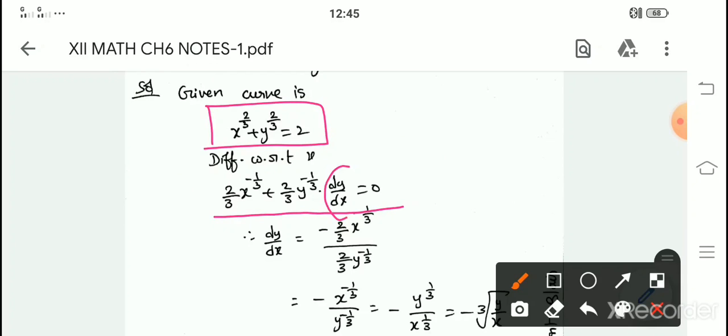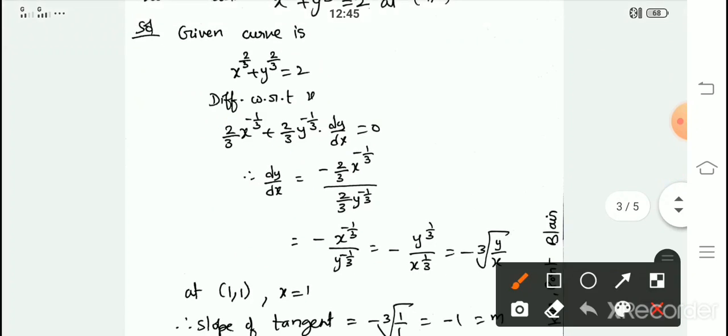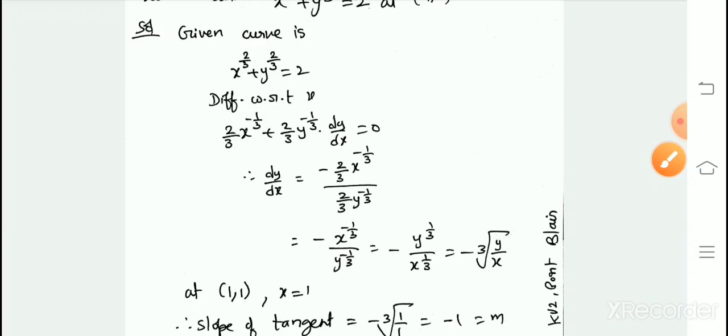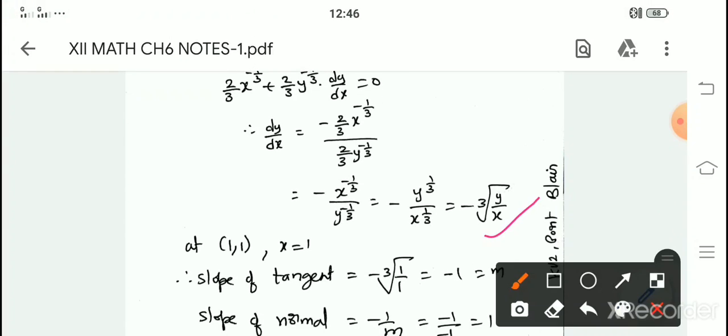Here dy by dx appears because of the chain rule. So what is the dy by dx value after simplification? We get minus 2/3 x power minus 1 by 3 divided by 2/3 y power minus 1 by 3. Minus 2/3 and 2/3 cancel. Minus of x power minus 1 by 3 by y power minus 1 by 3 can be written as y power 1 by 3 by x power 1 by 3, because of the minus in the exponent the denominator becomes numerator and the numerator becomes denominator. Which is nothing but minus cube root of y by x.